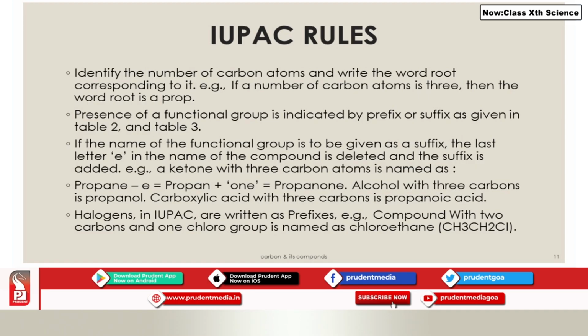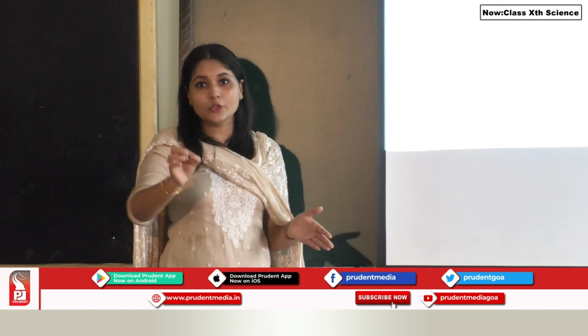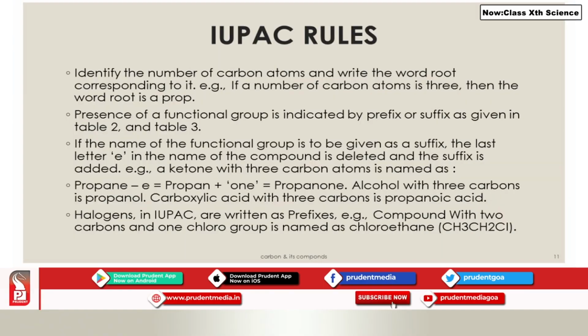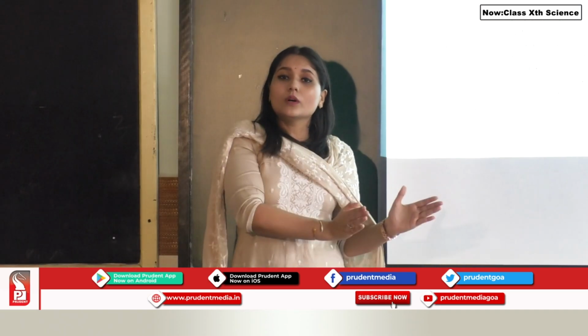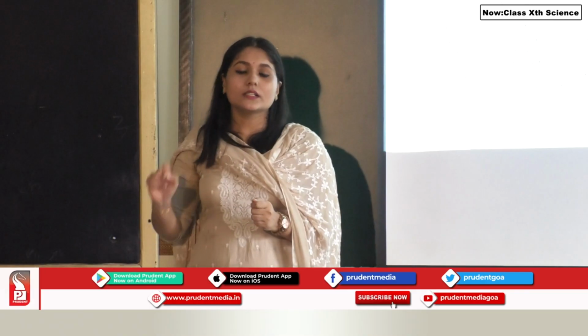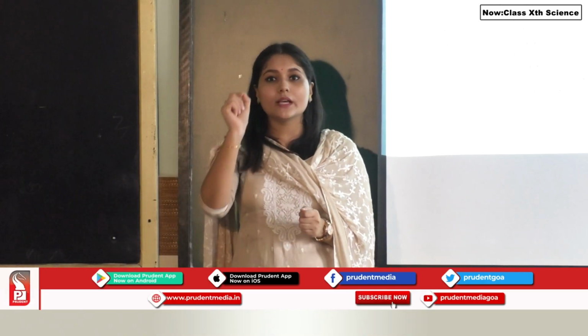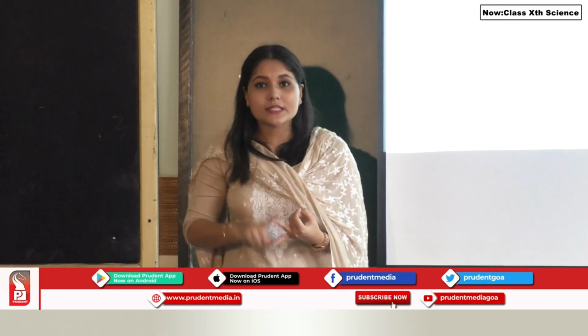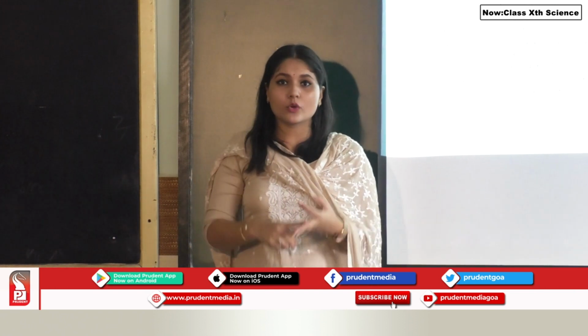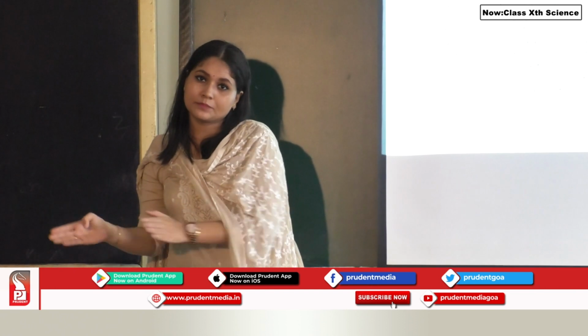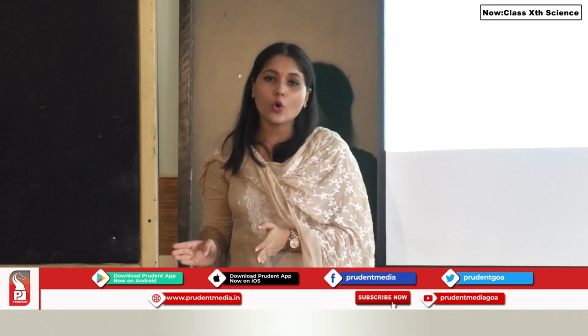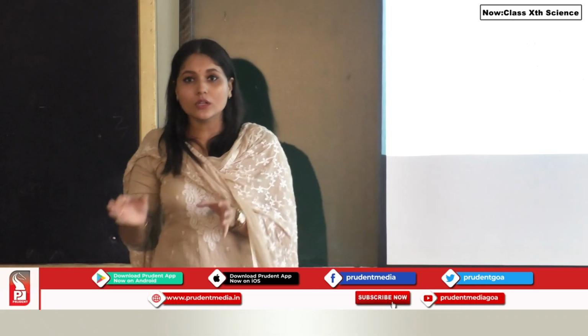You have to learn the word root from C1 to C10. Then the presence of a functional group is indicated by prefix or suffix as given in table 2. So you know, students, besides learning the word root, you also have to practice writing the names of the functional groups along with their suffix, their symbol and their names. So alcohol, OH, all. Carboxylic acid, COOH, oic acid. So you need to learn it that way.